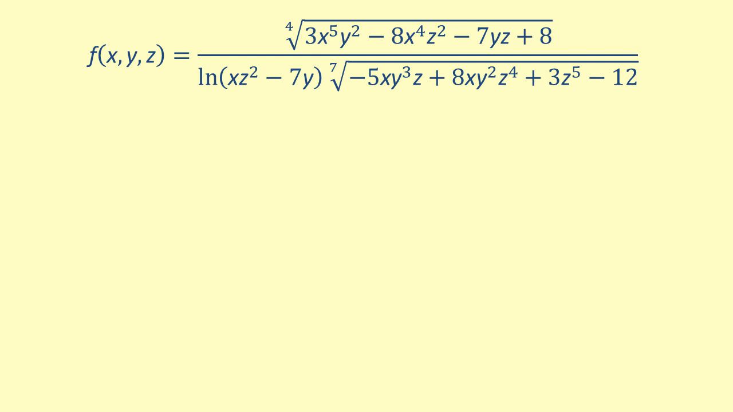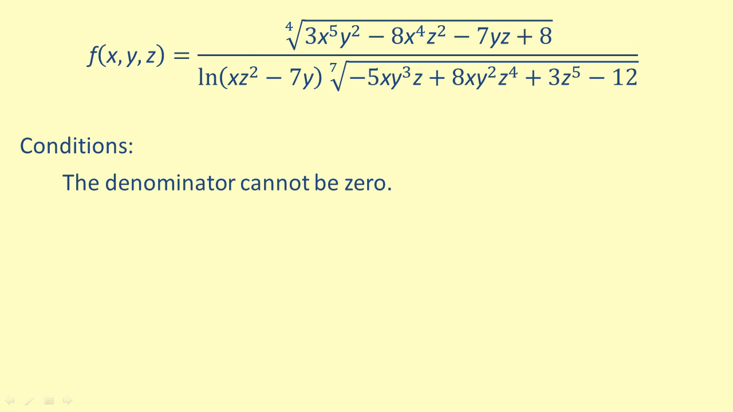We found the domains of various functions of one and two variables, but now let's look at an example where we find the domain of a function of three variables. Looking at the right side of the equation, we can immediately see that the function will be undefined if the denominator equals 0.